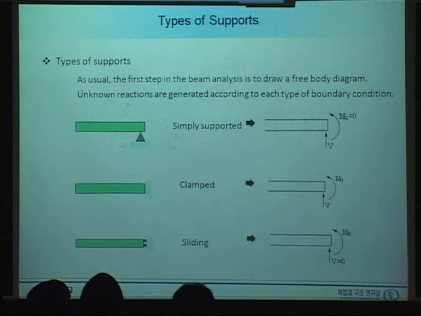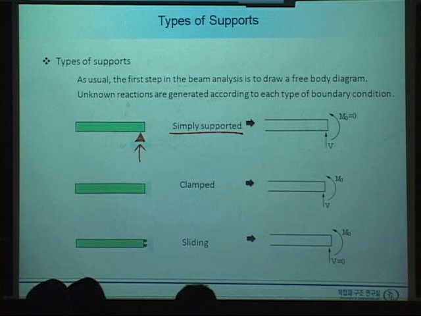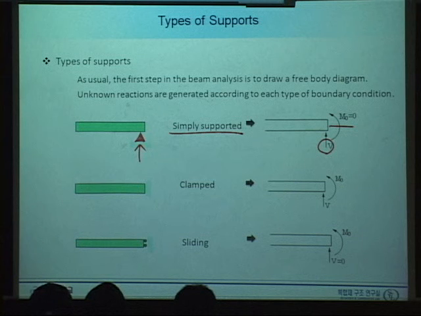And how about the types of support? Support. And this one, simply support. At the boundary, simply support only supports vertical force. So we only have a vertical force, and the moment is zero, meaning that the simply support condition does not support any moment. It allows the rotation.